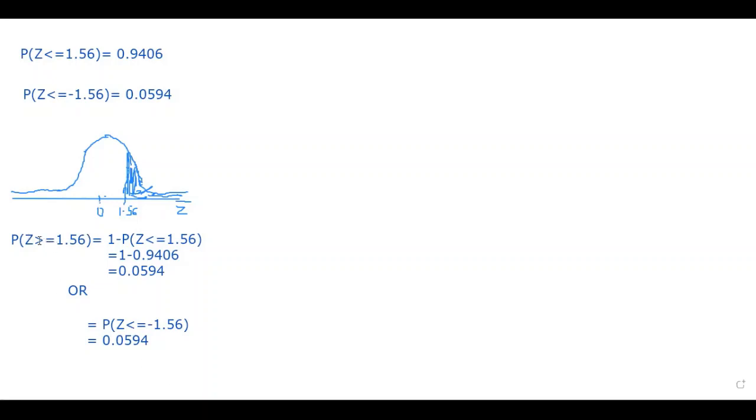Just turn the sign. It is greater than. You turn it to what? Less than. Then you subtract it from the number 1. Or the probability that z is less than or equal to. You change the greater than to less than, then the number given, you negate it. This one is positive, so you negate it, and you look for that on the graph. That one, you will not subtract it from 1. You get the same answer.